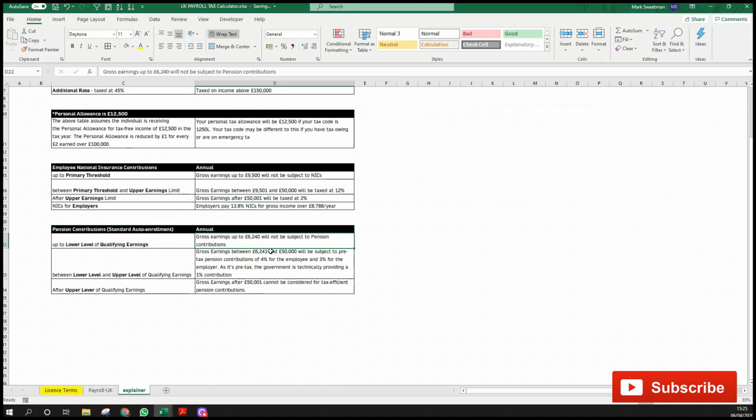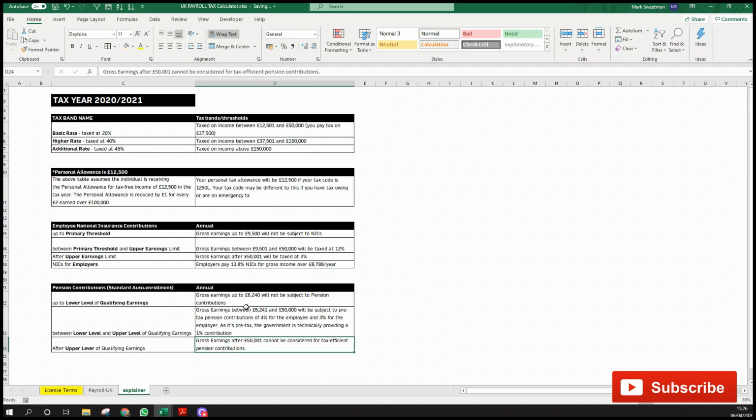For pensions, gross earnings up to 6,240 will not be subject to contributions, but between the lower level of 6,240 and the upper level of 50,000, there will be a minimum 4% of the employee contribution and 3% for the employer. Because it's pre-tax, the government is technically providing 1% contribution, meaning that your total contribution from employer, government and yourself will be 8%. So that's 4% plus 3% plus 1%. After the upper level of qualifying earnings of 50,000, any earnings cannot be considered for tax efficient pension contributions. So effectively, if you want to top up your pension, you'll need to do it at an after-tax level.